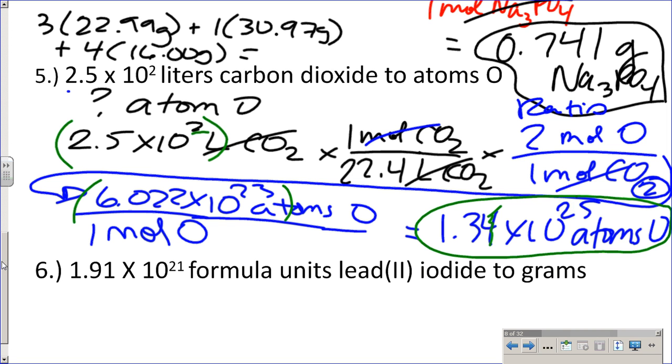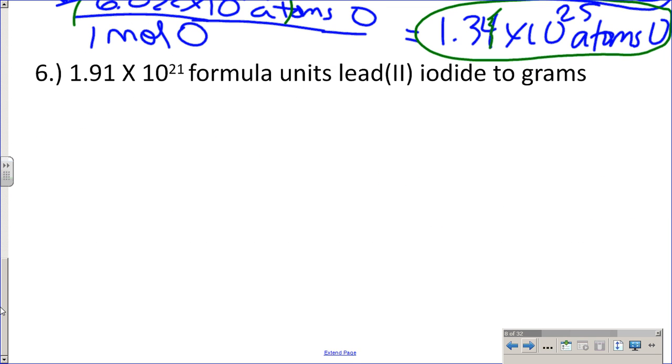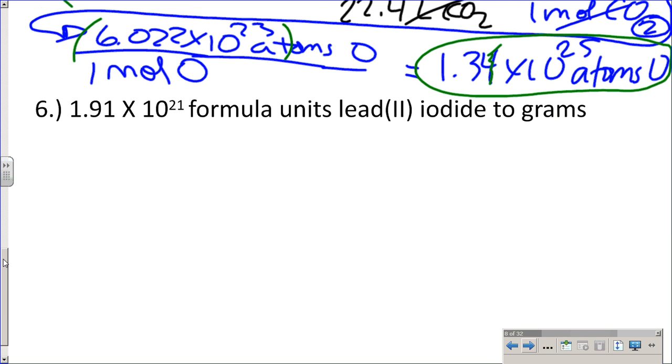Okay, last one, formula units. So we haven't had a formula unit one yet. Okay, so what are we looking for? Grams of, what is that formula? PbI2, good. So lead 2, iodines of 1, crisscross charges.